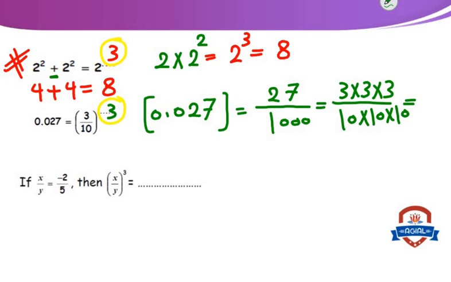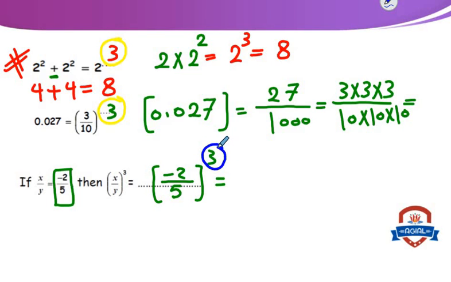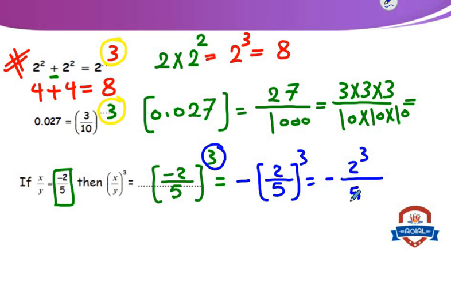If x over y equals negative 2 over 5, then find x over y to the power 3. Replace x over y with negative 2 over 5. Then negative 2 over 5 to the power 3 equals, since the power is an odd number, keep the sign, negative 2 to the power 3 over 5 to the power 3 equals negative 8 over 5 to the power 3. 5 times 5 times 5 equals 125.